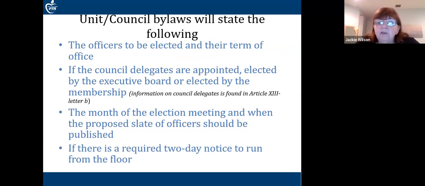When you're looking at the meeting, you need to know the following. Your bylaws and procedures will tell you the officers to be elected and their term of office. If the council delegates are appointed or elected by the executive board or elected by the membership. And this information is found in Article 13 of your bylaws. The month of the election meeting and when the slate of officers should be published. This is a very important piece. And if there's a required 2-day notice to run from the floor. Again, that's a very important thing to know. And all of that information is in your bylaws.